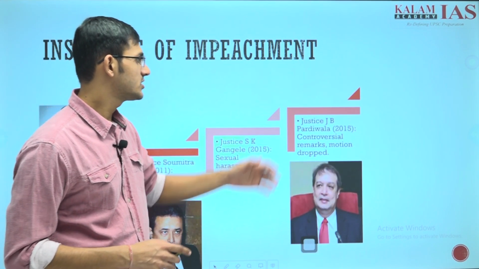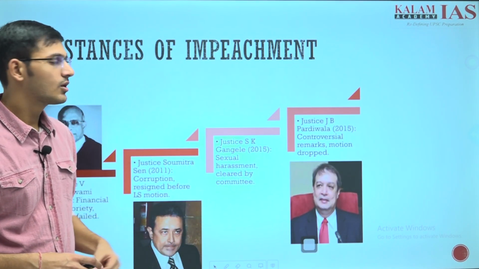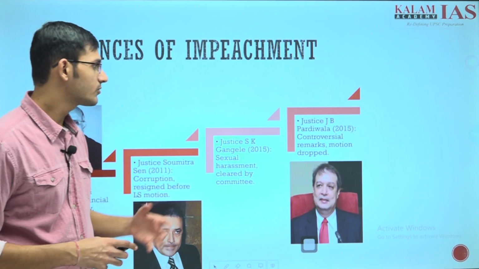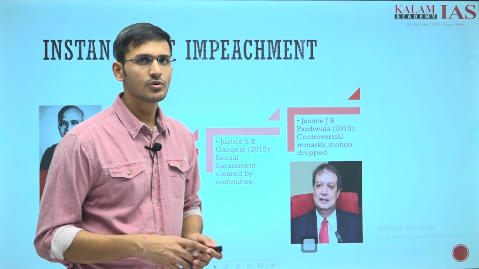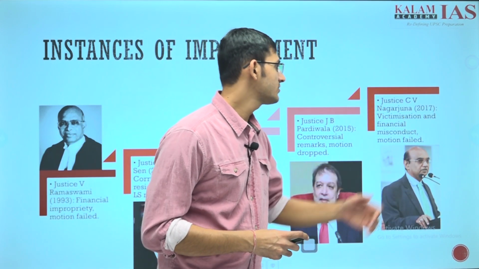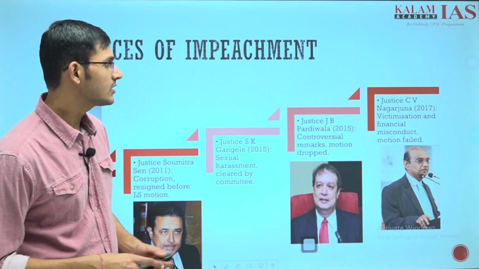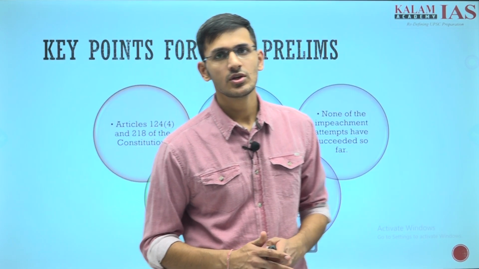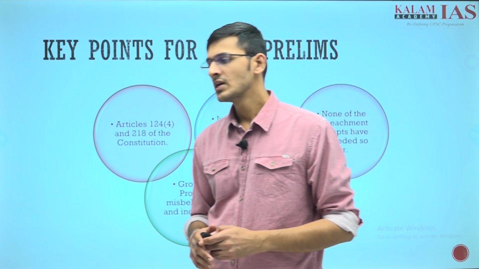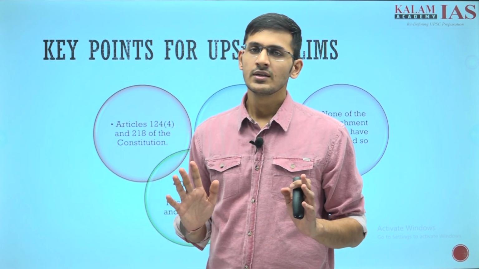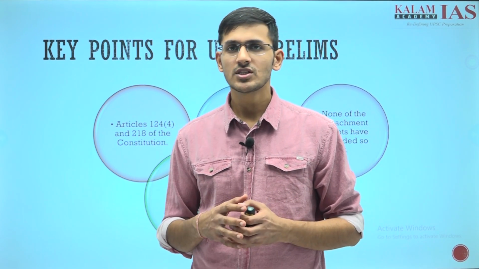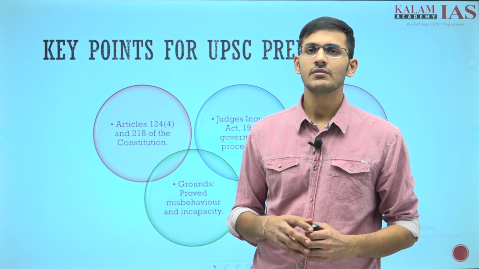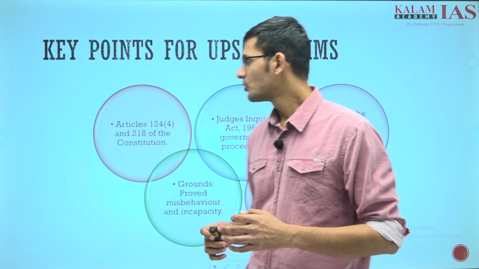Fourth is Justice J.B. Pardiwala, for financial and controversial remarks; the motion was dropped before being put to vote. Justice C.V. Nagarjuna in 2017, for financial misconduct, again the motion failed. So no judge in the history of the Indian Supreme Court and High Courts has ever been impeached. The motion has been initiated for 5 judges before the current motion, but none of them have been removed.